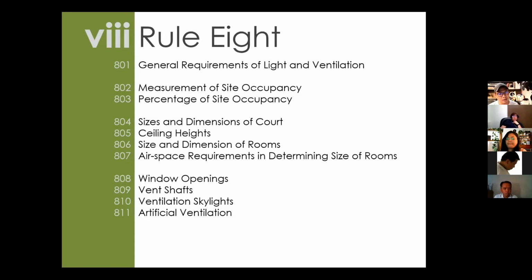So it's going to be the measurement of site occupancy, the sizes of courts, ceiling heights, so more of the comfort of the users. So it establishes the height of the ceilings, the minimum dimensions of the rooms, air spaces required for each occupancy, how many openings you need, the vent shafts, the skylights, and artificial ventilation needed for each classification. So, Rule 7 identifies where your structure belongs, and Rule 8 gives the requirements in terms of light and ventilation for the comfort of the users also. So, that's it in simple terms. The reason why this is a bit difficult is the involvement of computation, which later on I'm going to show you the very basics of how to do. Okay.